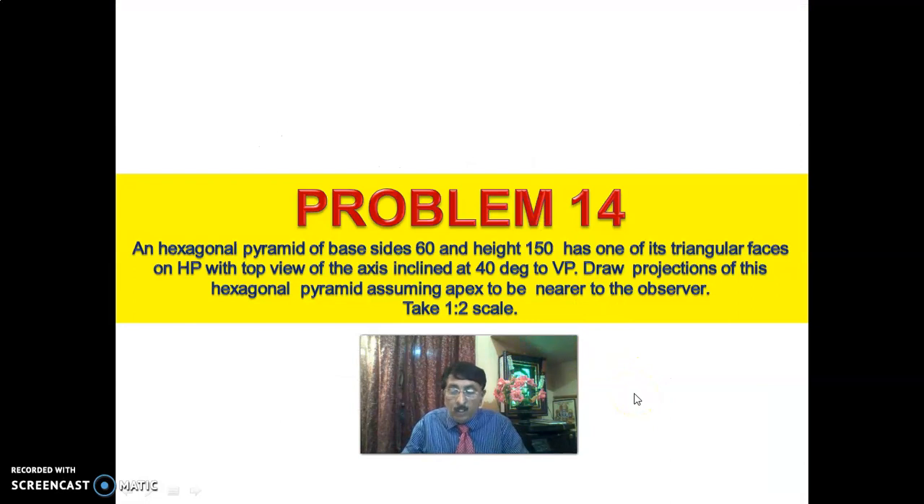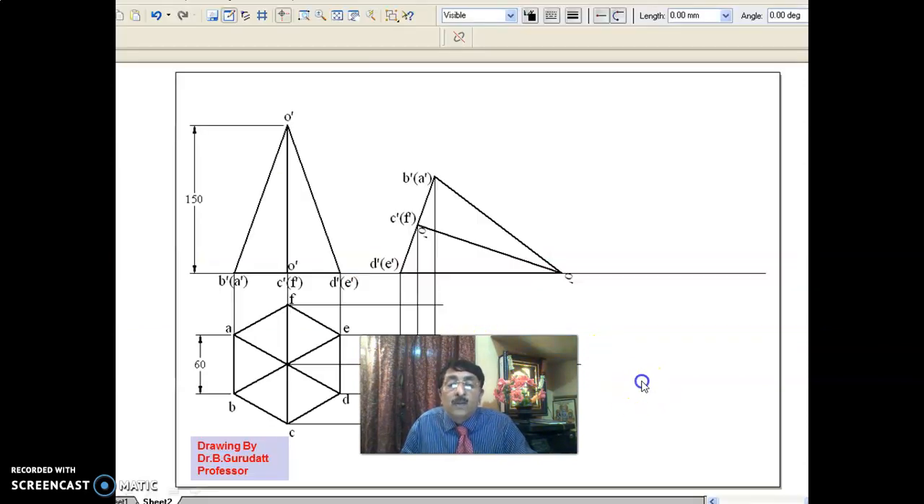Now we'll go for problem number 14. This says a hexagonal pyramid of base sides 60 and height 150 has one of its triangular faces on HP with top view of the axis inclined at 40 degrees to VP. Draw projections of this hexagonal pyramid, assuming apex to be nearer to the observer. And obviously, since the dimensions are big, we are taking a scale of 1:2.